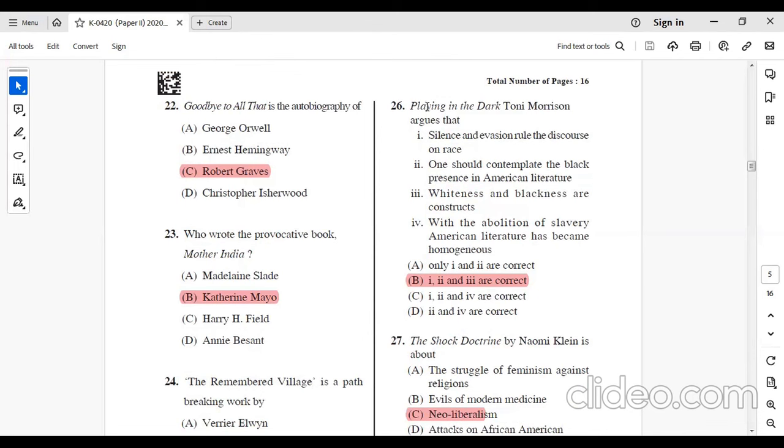Playing in the Dark, written by Toni Morrison. And in this work, Playing in the Dark, what Morrison says here is that silence and evasion rule the discourse on race. One should contemplate the black presence in American literature, and whiteness and blackness are constructs.